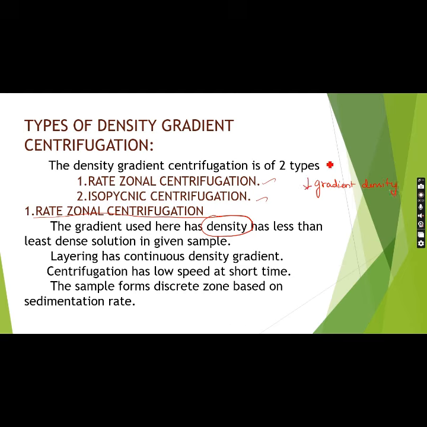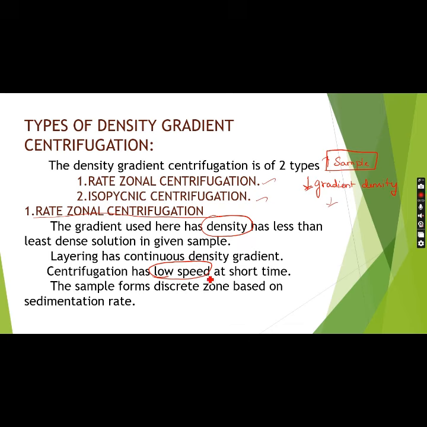The gradient density is lesser than the sample density. The sample density is more than the gradient density. A gradient is going to have lesser density than any of the sample density. So, centrifugation is going to take place at low speed, because the gradient density is less than the sample.